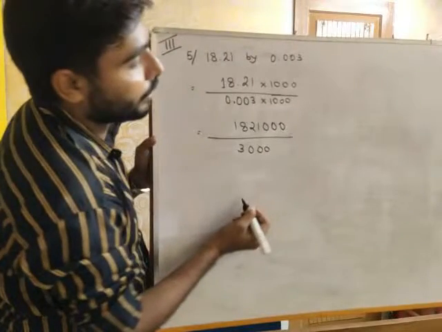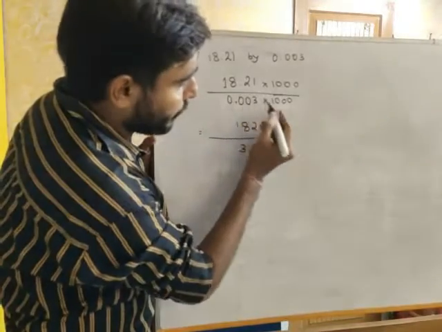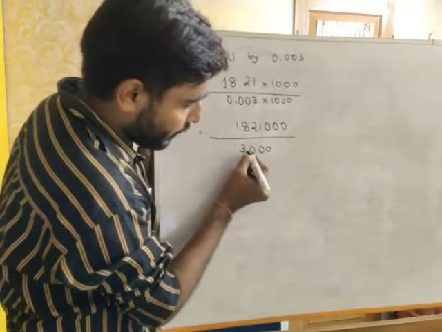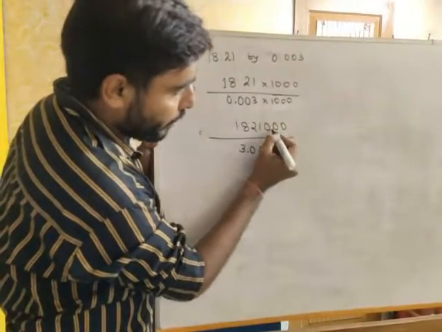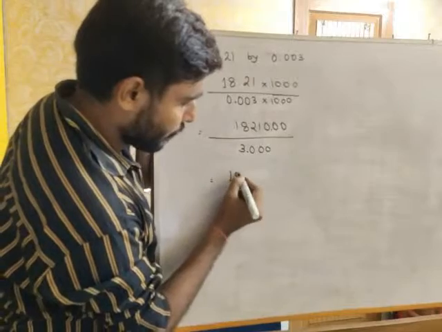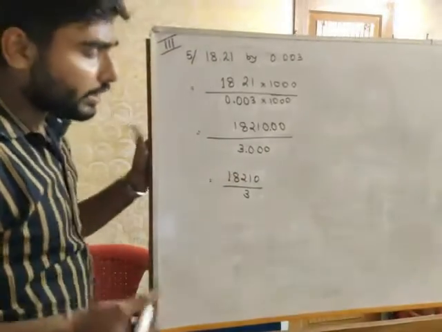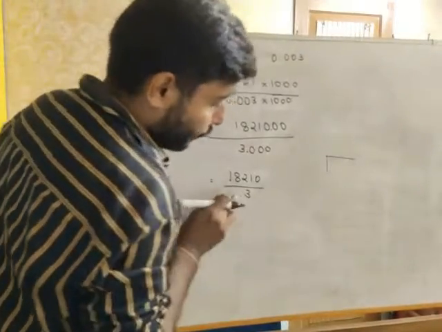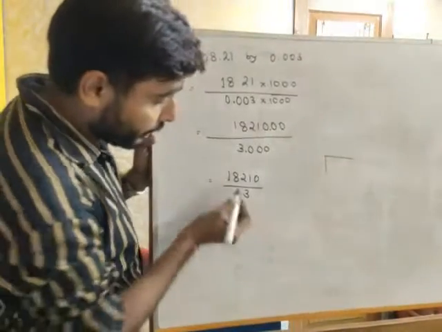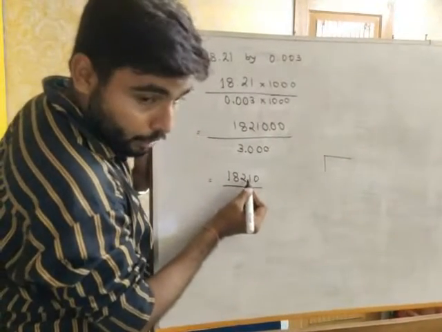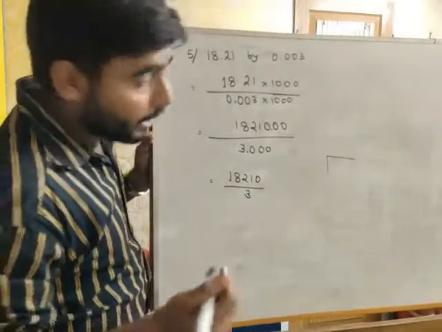Now I have to look for the decimal. Okay, after decimal, 3 digits, so from the end 1 2 3, decimal is here. After decimal, 2 digits, so 1 2, decimal will be here, so it will become 18210 divided by 3. Okay, now let us divide. I can calculate it orally also, but for you I'm doing it here. You also try to calculate it.